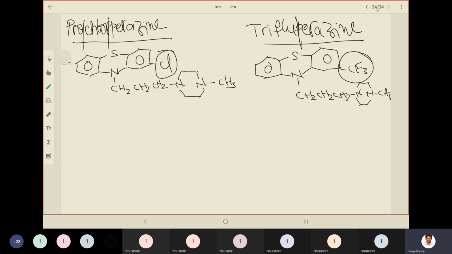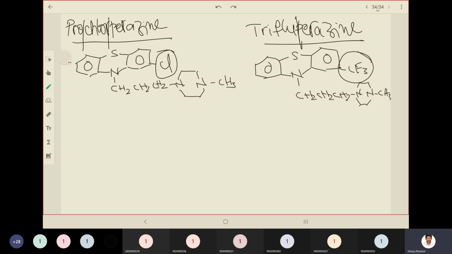So we have seen prochlorperazine, trifluoperazine, and other structures. Okay, and also saw the synthesis of promazine hydrochloride. Then chlorpromazine structures, triflupromazine, and we have compared three structures. Then let us proceed forward with the remaining structures.